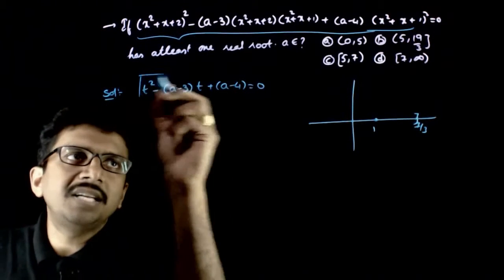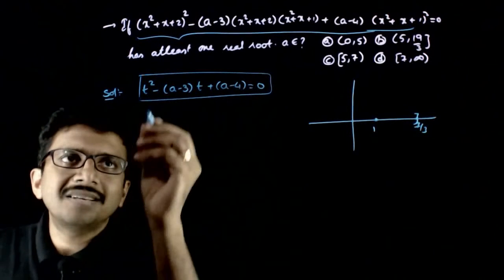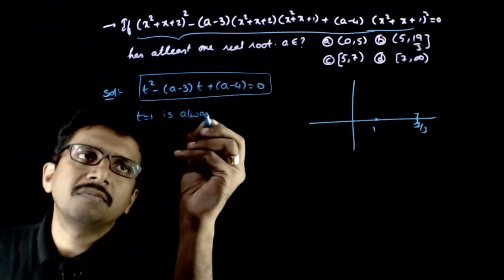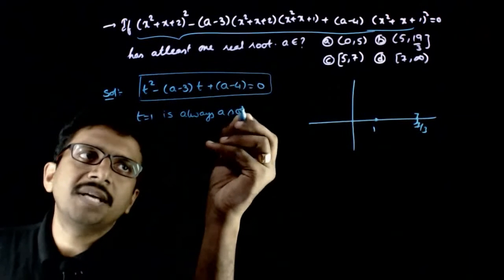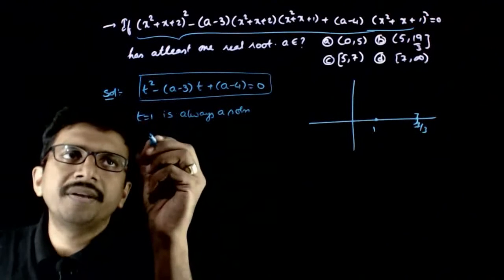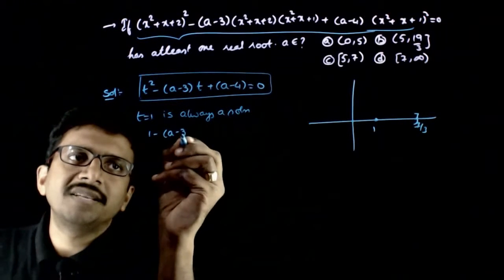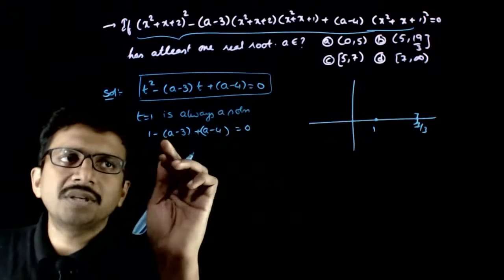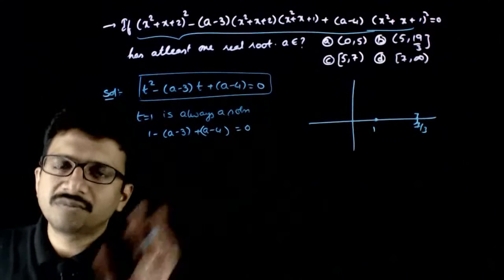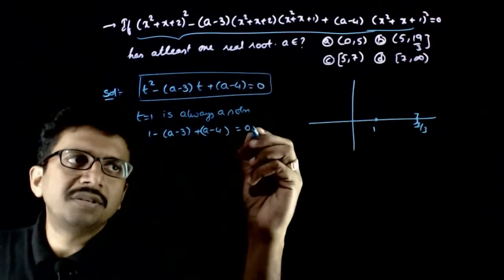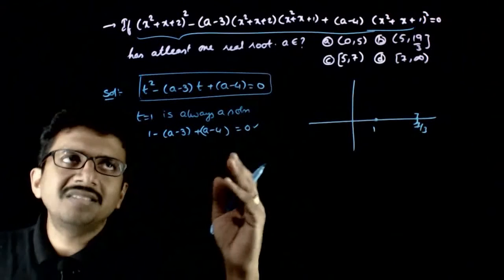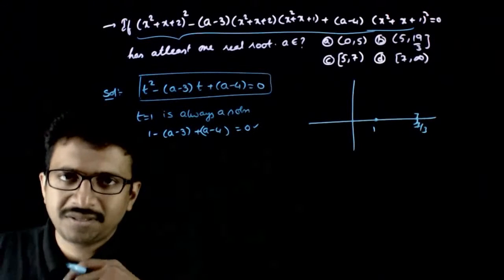So one thing that is clear from this equation is that t is equal to 1 is always a solution. You can substitute and see that 1 minus (a minus 3) plus a minus 4 is always equal to 0. Minus a plus a gets cancelled, 4 minus 4 gets cancelled. So t is equal to 1 is always a solution, which you don't want, because for t is equal to 1 you don't have any real solution for x.